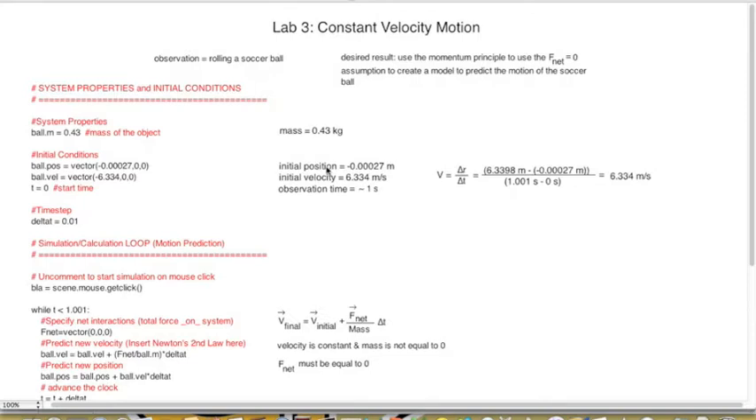My initial velocity is 6.334 meters per second. I obtained that by the formula that the velocity is equal to the change in r, or change in position, over the change in t, which is the change in time. And that gives me a velocity of 6.334 meters per second. So here, let me show you the video.